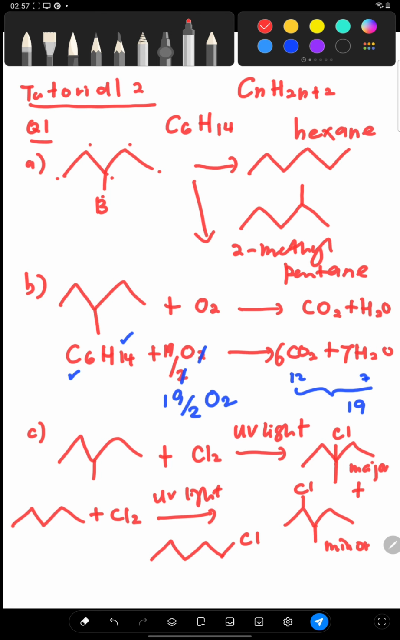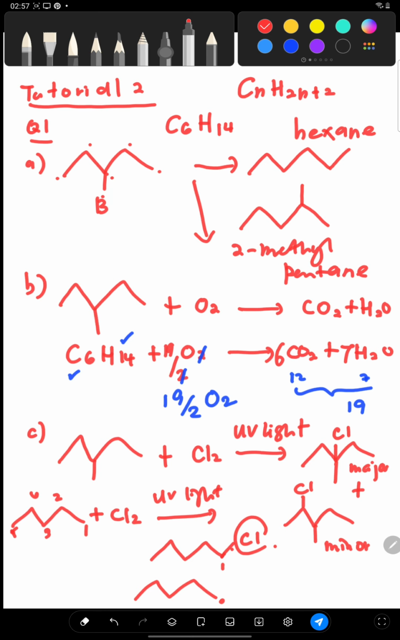For Cl, it is attached to carbon number 1, 1, 2, 3, 4, 5. So Cl is attached at carbon number 1 because at carbon number 1, one hydrogen is substituted with Cl. Normally at the place where the hydrogen is substituted with Cl, this carbon produces a radical like this.